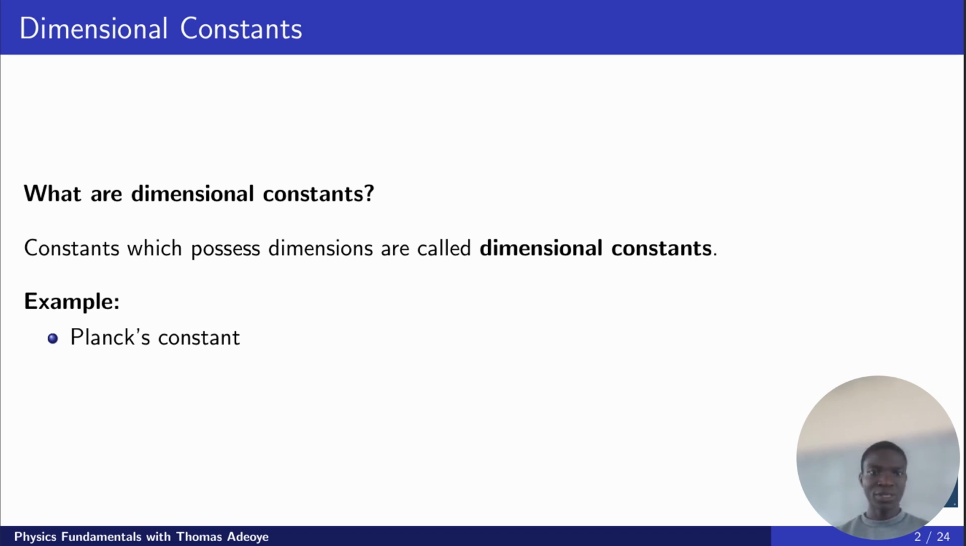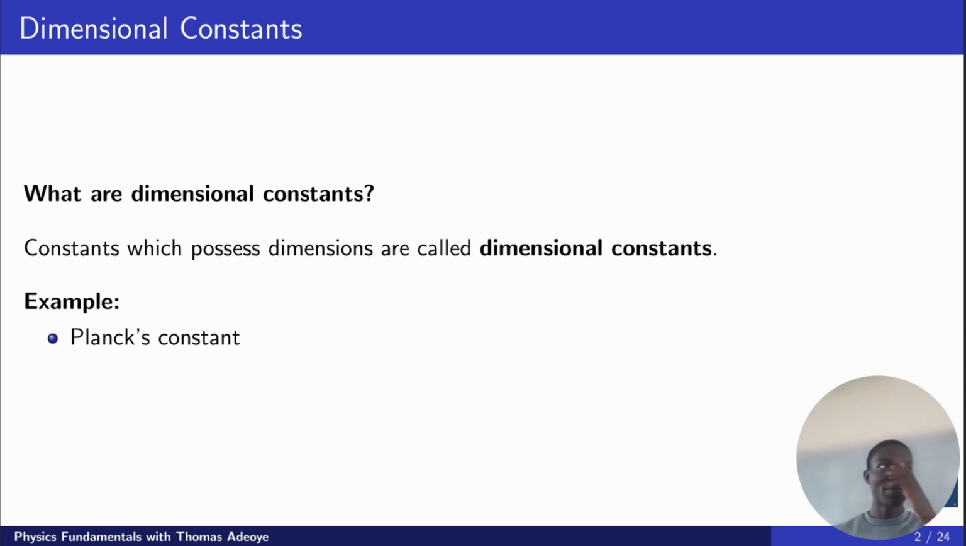So to begin with, what are dimensional constants? These are constants which possess dimensions. They are constants in the sense that they have fixed values. Their values are fixed, but they have dimensions. Okay? Some will ask, are there constants with no dimensions? Yes, the answer is yes. There are constants with no dimensions, and I'll give you an example.